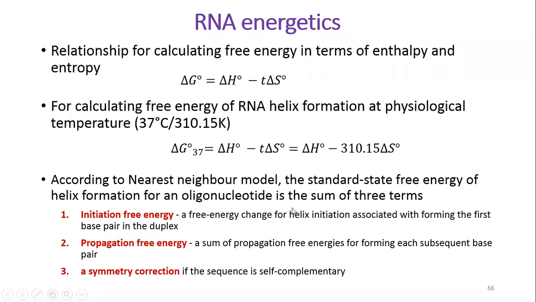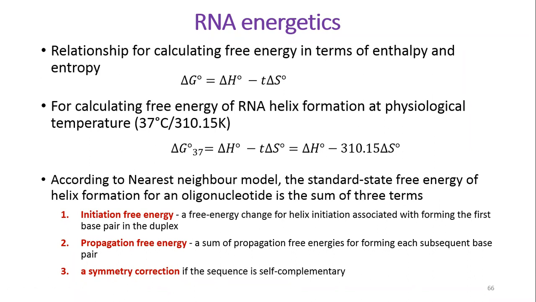Okay, so here is how things would work. Let us first define how free energy is calculated. The relationship for calculating the free energy in terms of enthalpy and entropy is given as delta G equals delta H minus T delta S, where delta G stands for change in free energy, delta H is the term that corresponds to enthalpy, and delta S is the term that corresponds to entropy, while T is the temperature.